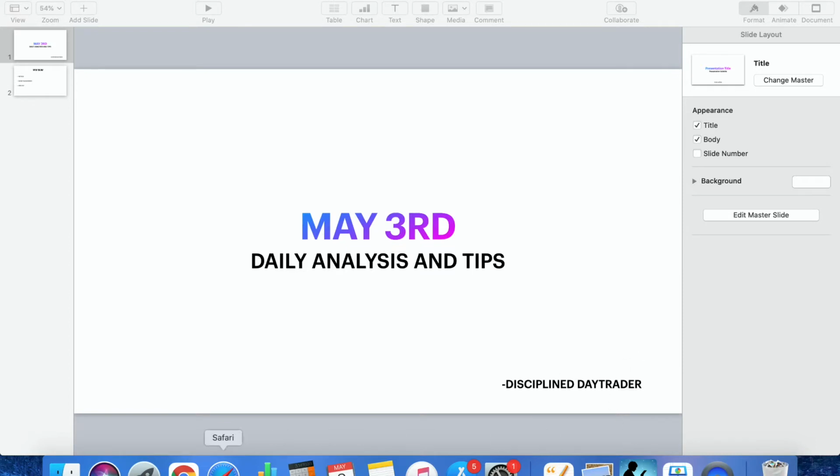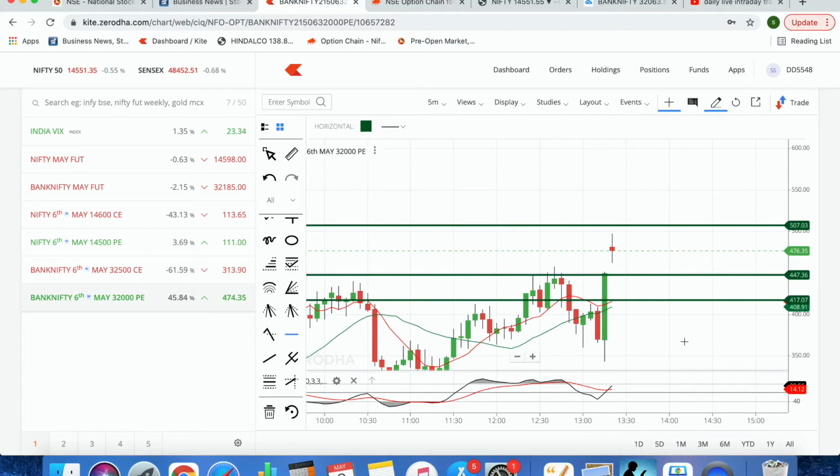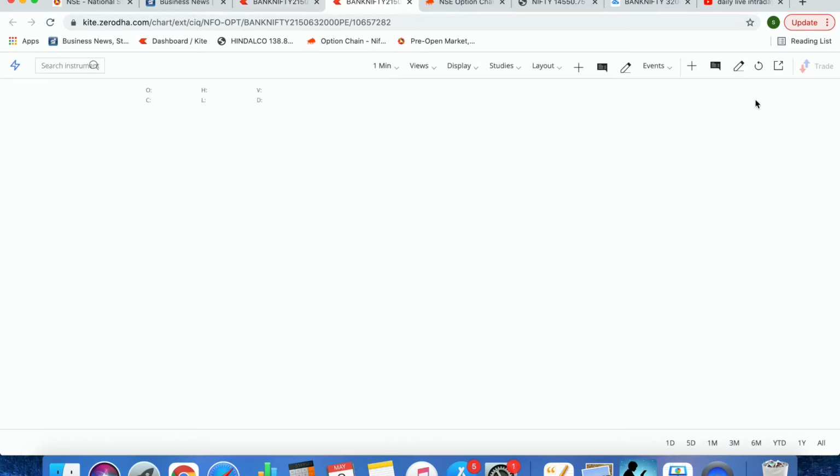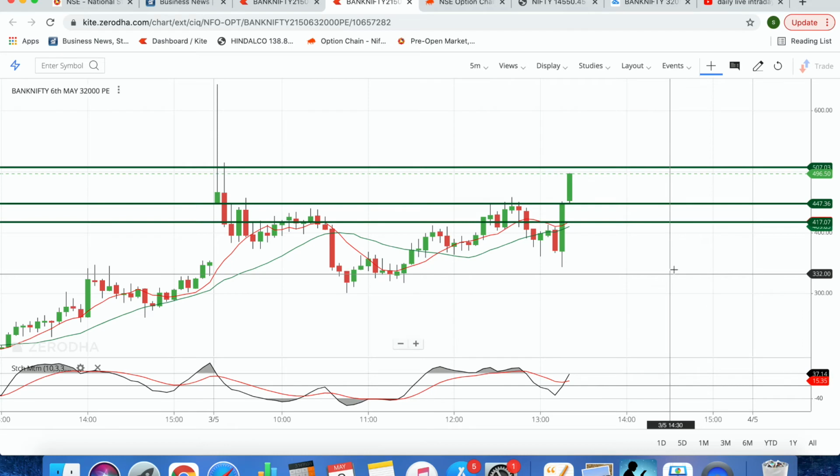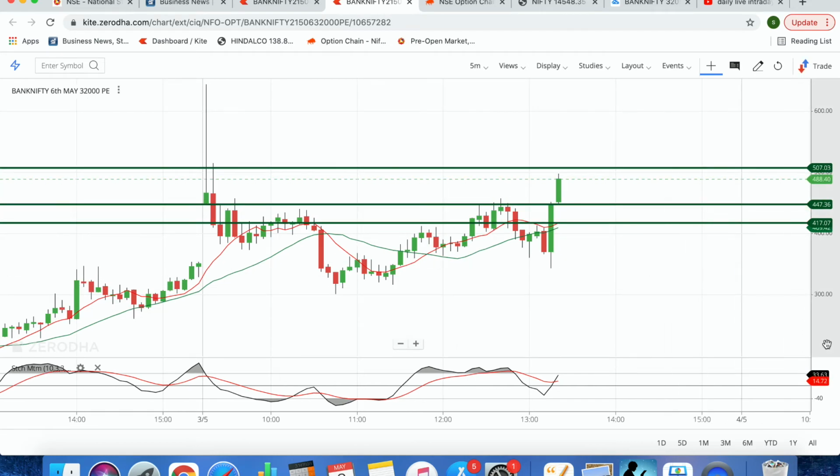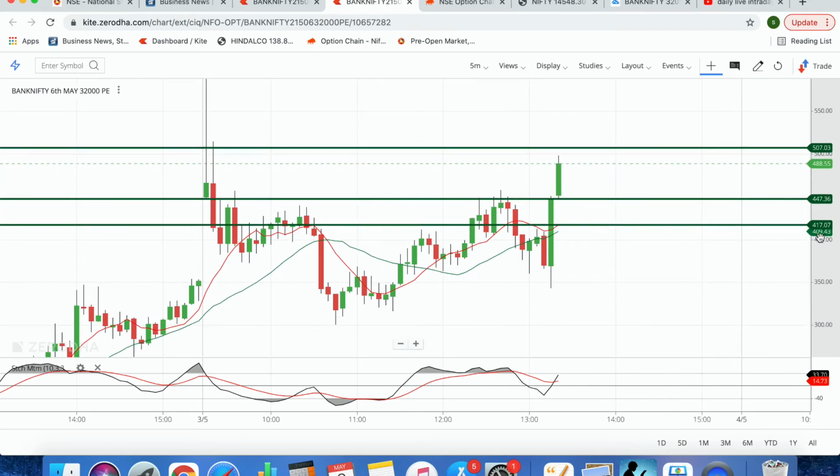So finally at 1:15 I got my entry in Bank Nifty. I have taken the strike price of 32,000 PE, and I have gone short in Bank Nifty, and my entry is at 447 rupees premium, and my target is 507, that is 60 points of my Bank Nifty, and my stop loss is 417, that is the last line, that is 30 points stop loss.